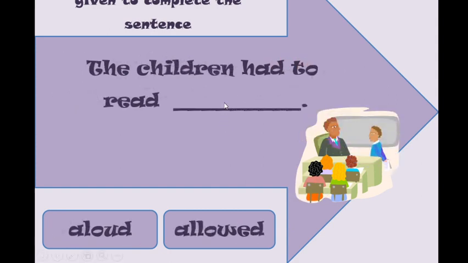Next one. The children had to read aloud or allowed. Which one? So in voz alta. Which one is the answer? Again? Okay, so aloud. Yes, perfect. This is the word to say en voz alta. The children had to read aloud.